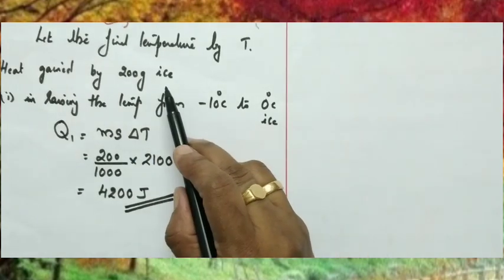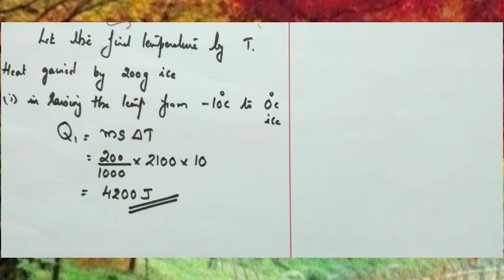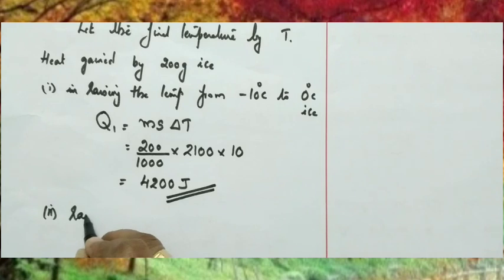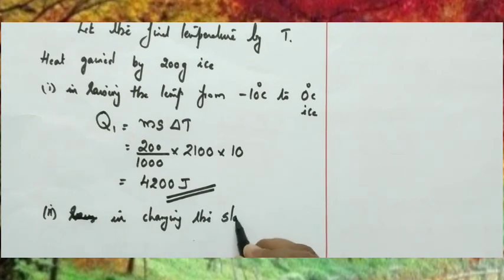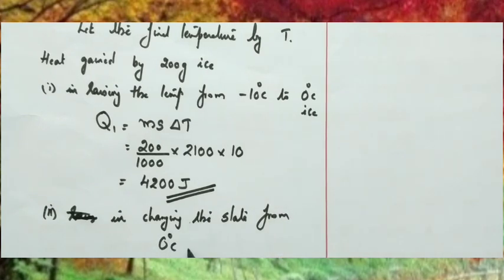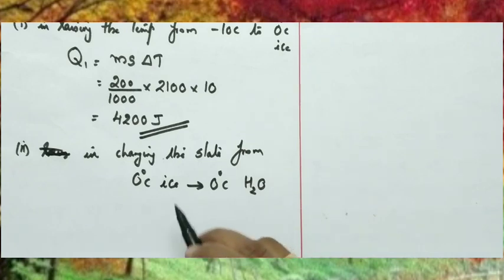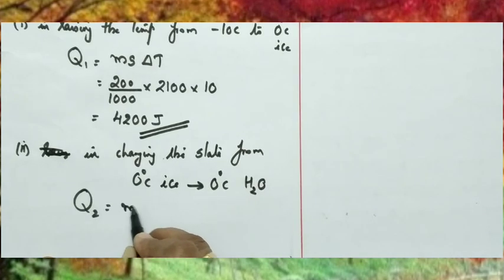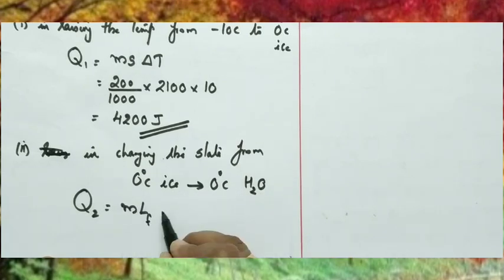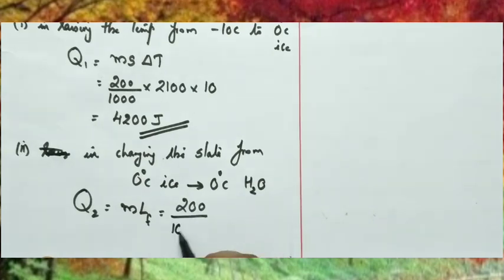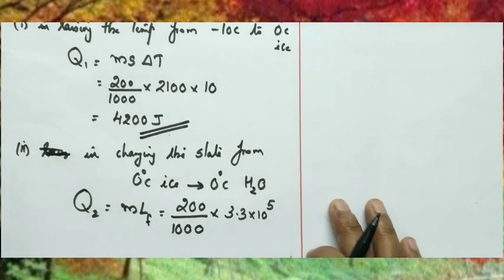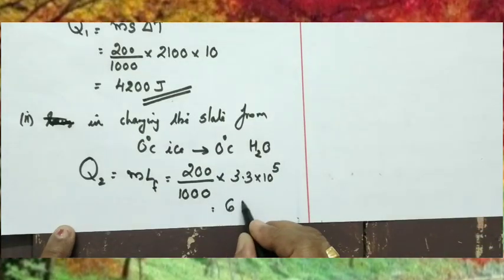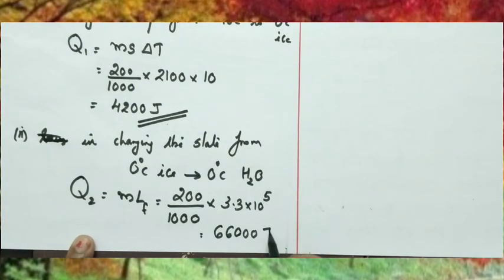Now the heat gained by ice is next used for converting 0 degrees Celsius ice to 0 degrees Celsius water. That is the next step, the quantity of heat in changing the state from 0 degrees Celsius ice to 0 degrees Celsius water. Here change of state is taking place, so quantity of heat is given by m L, solid to liquid, no? So m L f equals mass of ice, 200 divided by 1000 to convert to kilogram, into latent heat of fusion, 3.3 into 10 raised to 5. After simplification you will get the answer as 66000 joule.